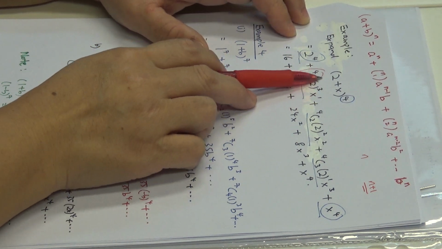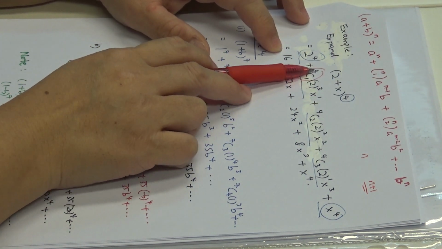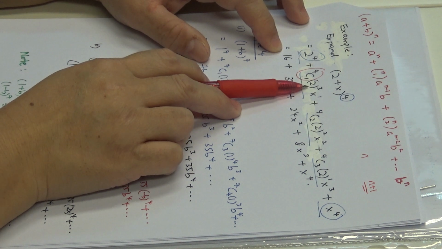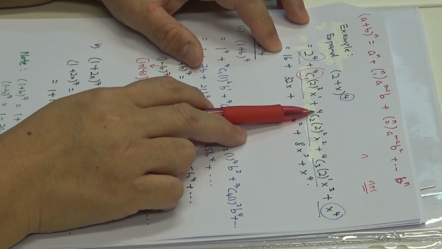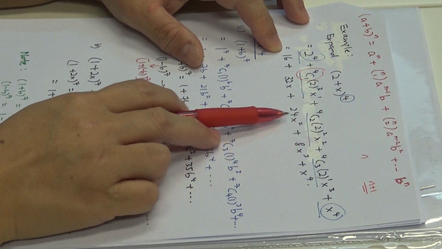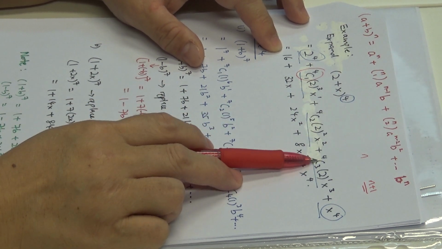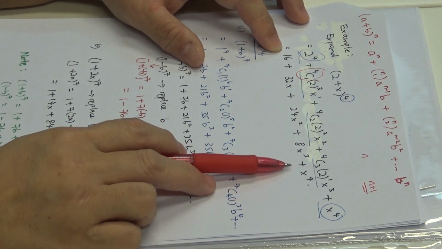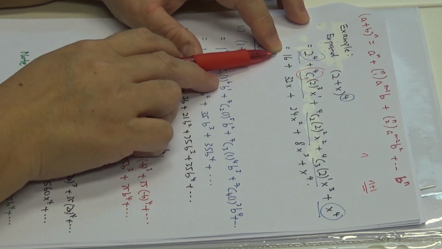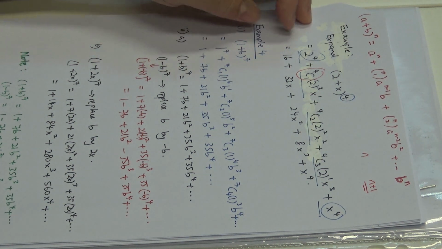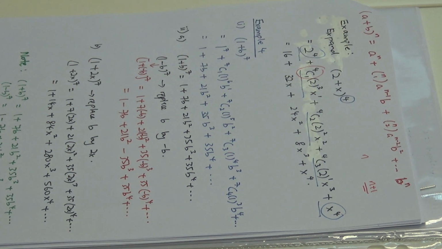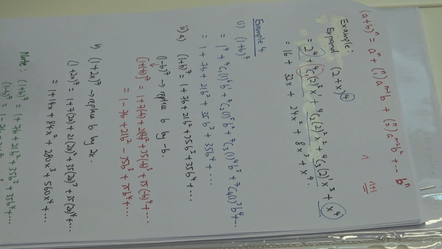Now for this part here, you just need to press the calculator. 4 choose 1 times 2 to the power of 3, you will get 32. Okay, this one you press 4 choose 2 times 2 to the power of 2, you will get 24. 4 choose 3 times 2, you will get 8. Okay, so all these coefficients, you can get with the calculator. Alright, now I think it's quite terrible if I give it to you like that. So I'm going to do more examples so that you can understand what I'm saying.